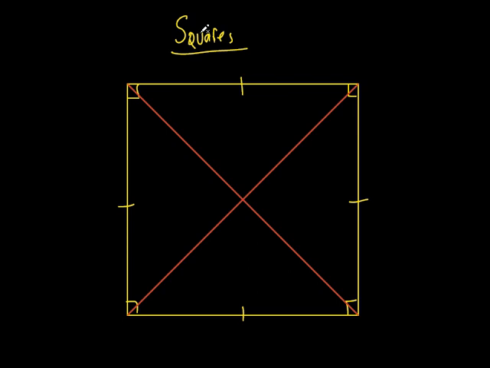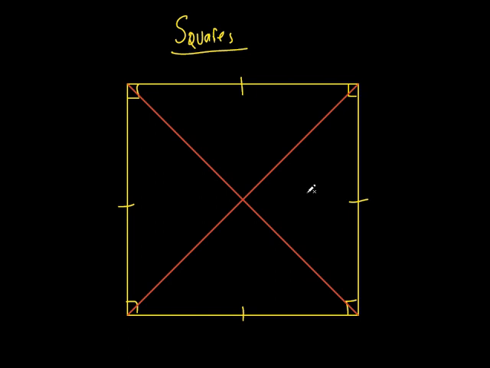A square is a parallelogram, isn't it? Because the opposite sides are equal to each other. The square is a rectangle. Why is a square a rectangle? Because it's got all four 90-degree angles, doesn't it? A square is also, what did we just talk about? A rhombus. A square is also a rhombus.